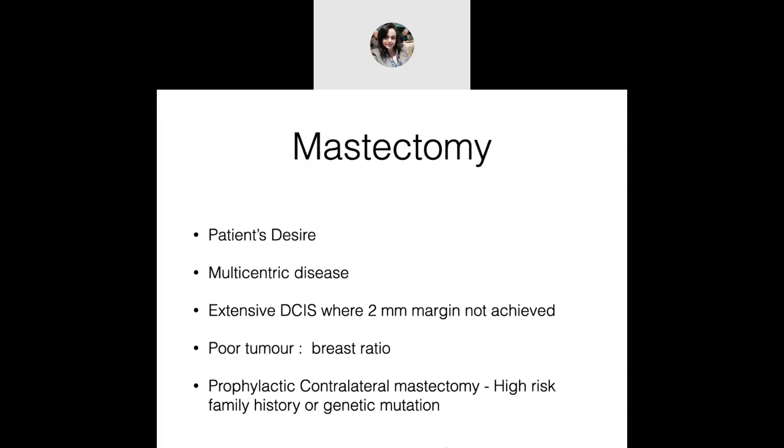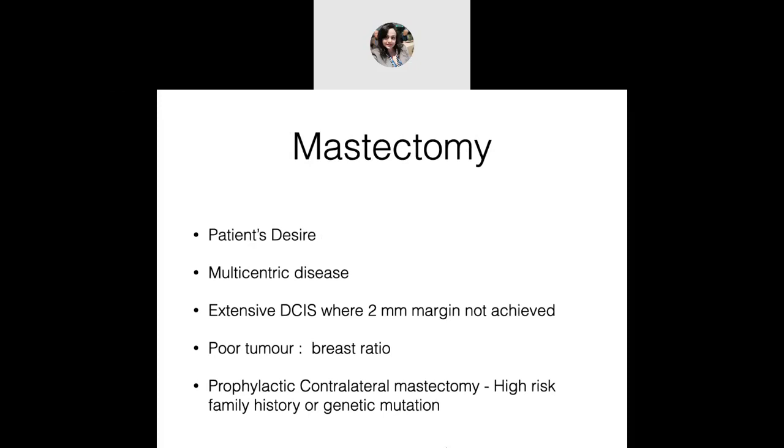Besides this, if you have a multicentric disease, multicentric means 2 foci or more than 2 foci located more than 4 centimeter apart or in opposite or different quadrants. Extensive DCIS, where for some reason you are not able to reach more than 2 millimeter margin. So you have done a lumpectomy and margin is less, and you maybe repeat a cavity shave, still again you are getting positive or close margin. It's indication for mastectomy. And poor tumor to breast ratio.